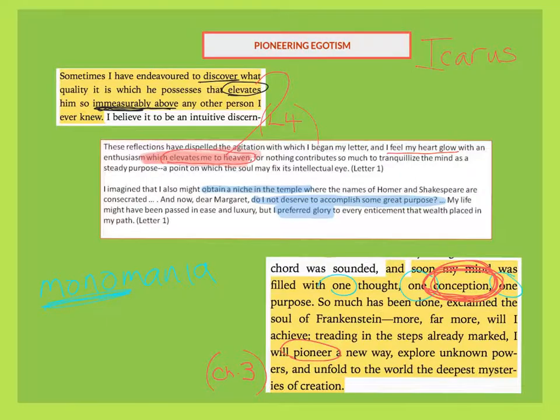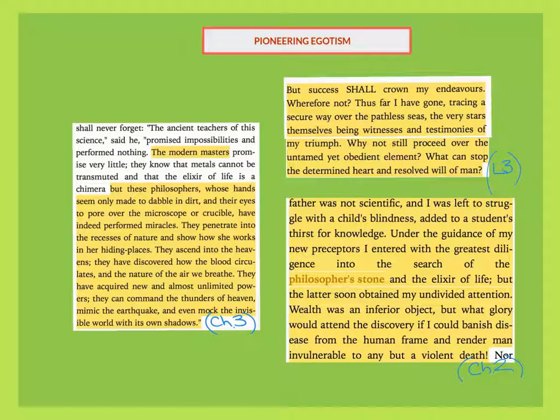Moving on. Next up on our pioneering egotism tour, quote here from chapter 3. This is Monsieur Waldman, and he's telling Victor how the ancient teachers of this science promised impossibilities and performed nothing. "The modern masters promise very little. They know that metals cannot be transmuted and that the elixir of life is a chimera. But these philosophers, whose hands seem only made to dabble in dirt, and their eyes to pore over the microscope or crucible, have indeed performed miracles."